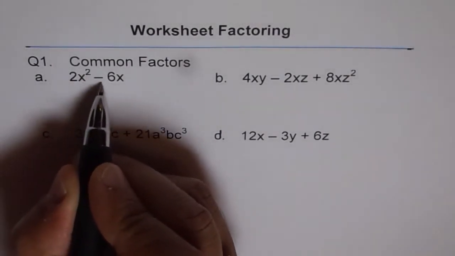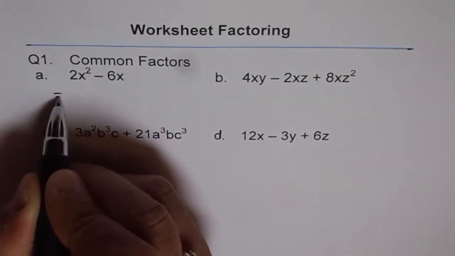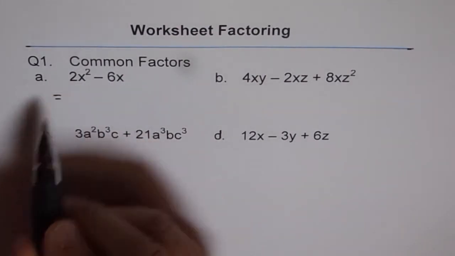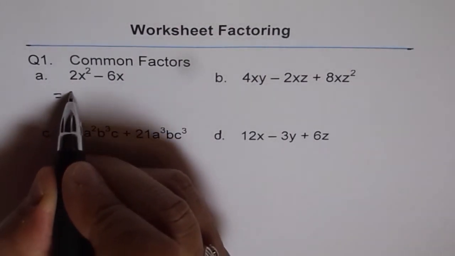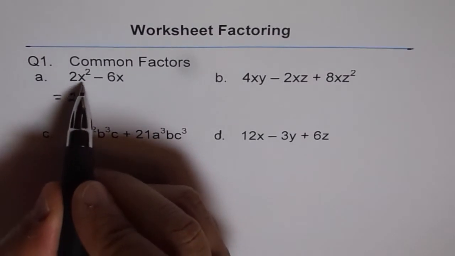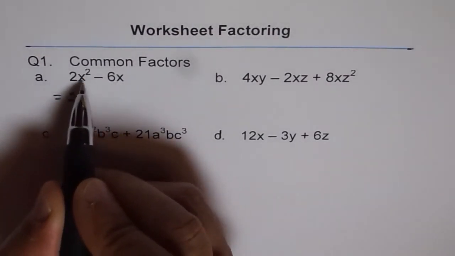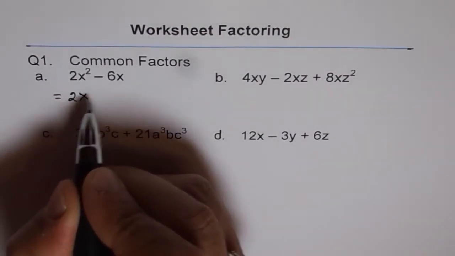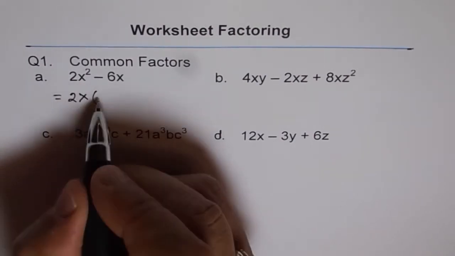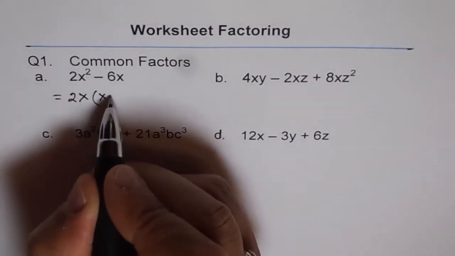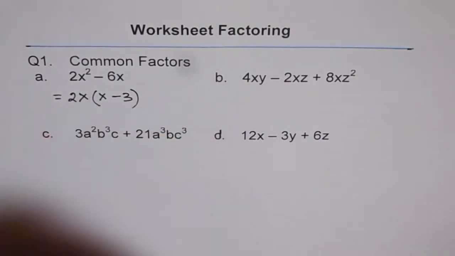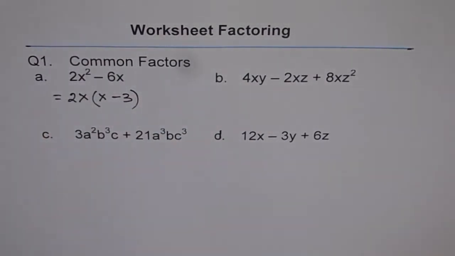2x squared minus 6x. As far as numbers are concerned, 2 is common, so we'll take 2 out. And x squared and x, so x is common, so we'll take x out. If we do that, we are left with 1x here, and 6 divided by 2 is 3, minus 3. So that is how we figure out the common factor and factor it out.